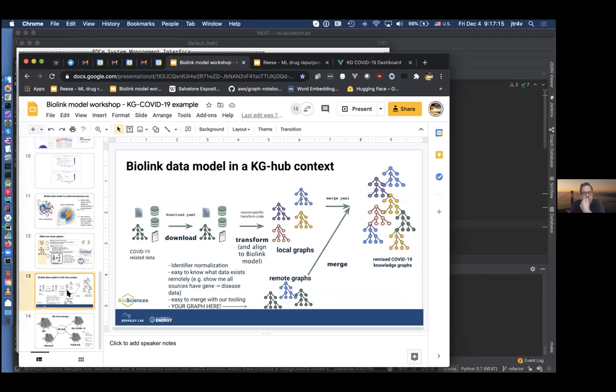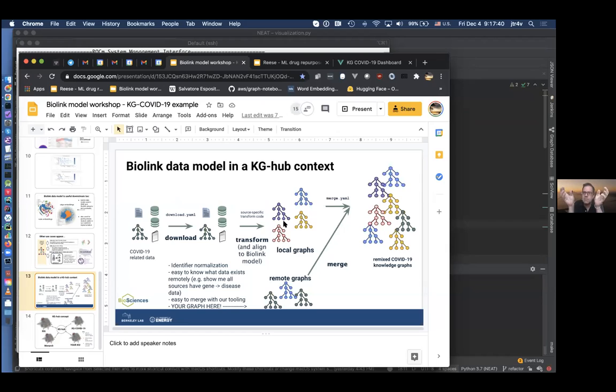I wanted to really briefly mention a related concept, which is the KG Hub concept. So I mentioned before, this is what we have now, which is a tricked out ETL pipeline. And what you end up with after the transform step is these local subgraphs that represent any given ingest.